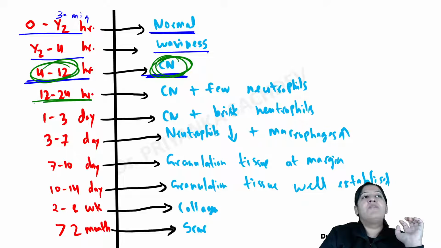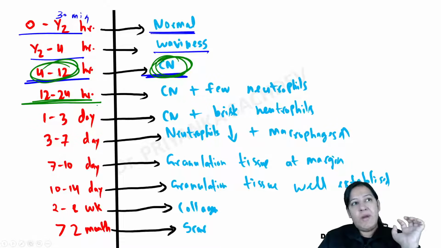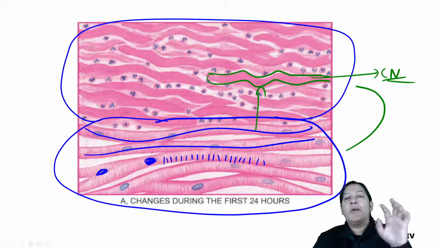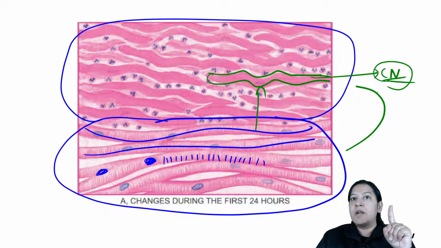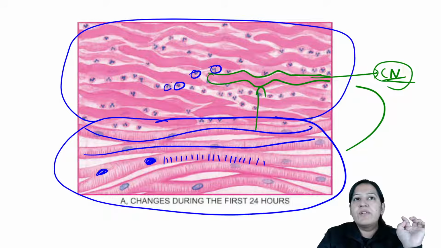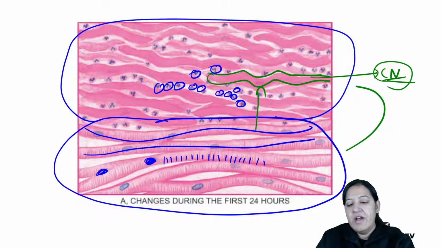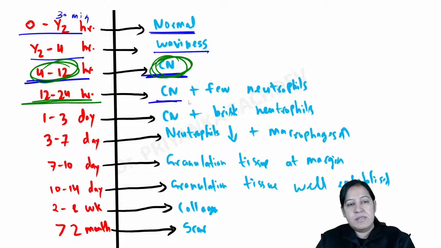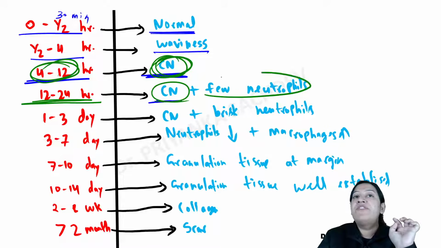Next is 12 to 24 hours. You can see coagulative necrosis is already there, but along with it you can see the neutrophils also. A few neutrophils are coming. Please appreciate these multi-lobated cells, which are the neutrophils, here everywhere. So coagulative necrosis along with a few neutrophils.